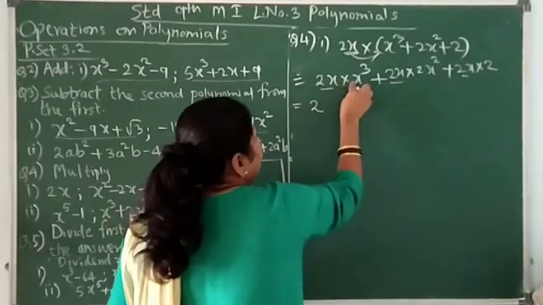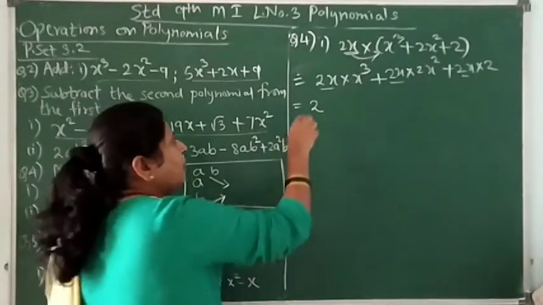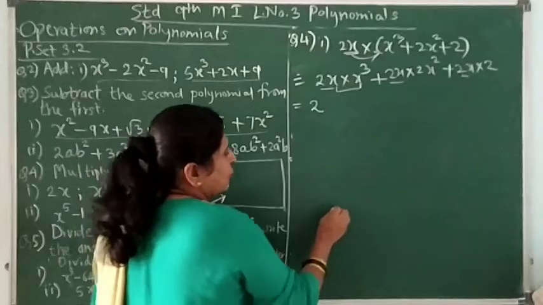So 2, here there is no number, no coefficient. So it is 2 only. Now here we have to use the law of indices. What is the law of indices?